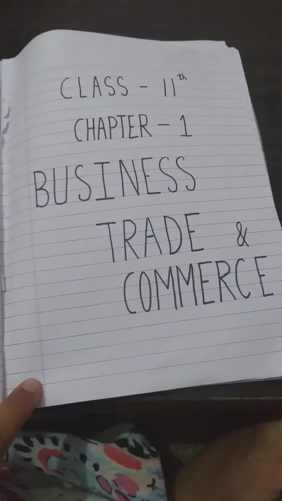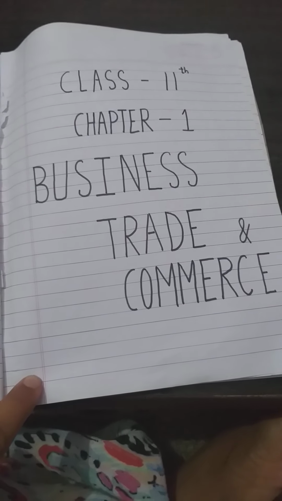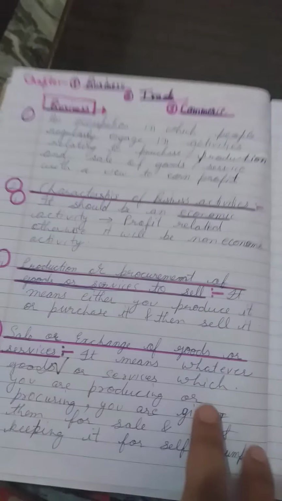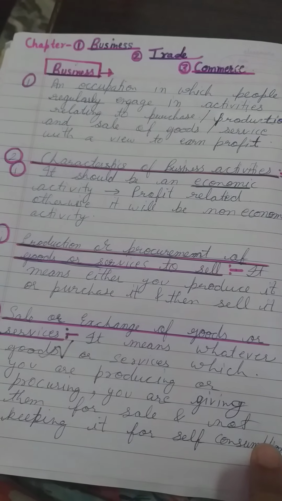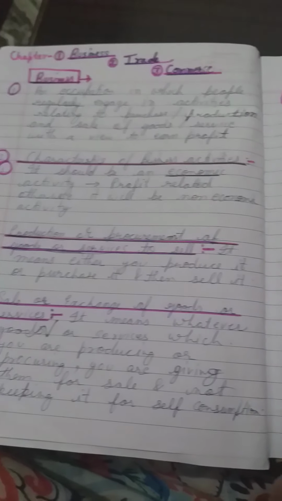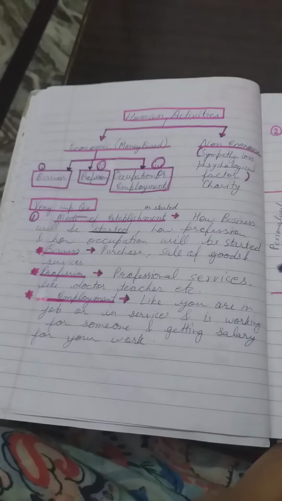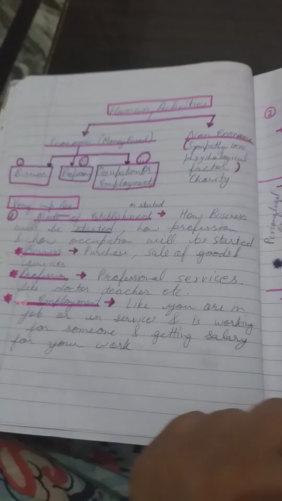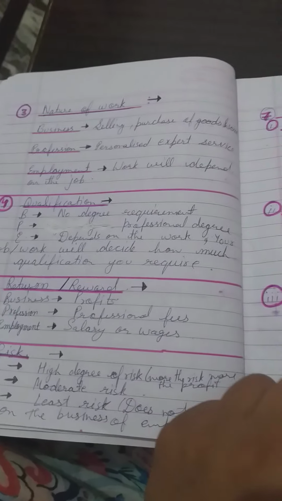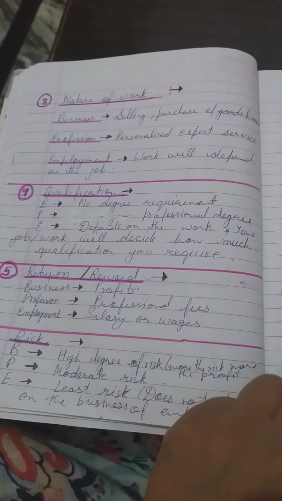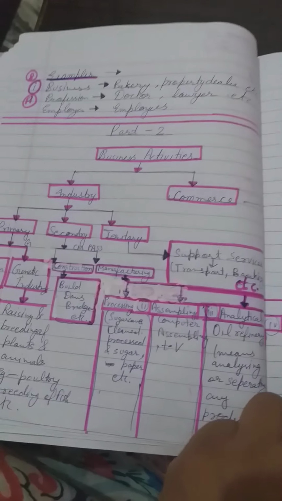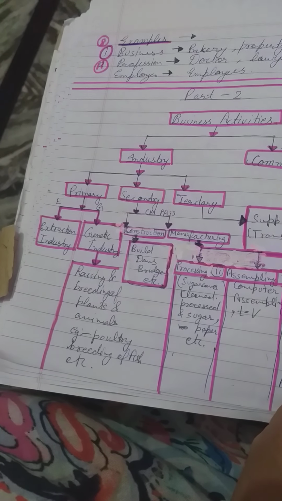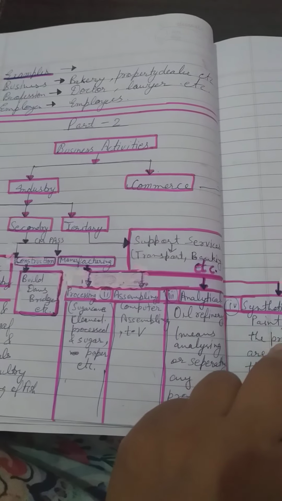Let's discuss the next part of our chapter Business, Trade, and Commerce. In the last class, we discussed what is business, what is trade, and commerce. We discussed the characteristics of business activities. We discussed how human activities are classified into economic and non economic activities and how they are differentiated on the basis of different factors, how different kinds of industries are there, what work they do, what are commerce activities.